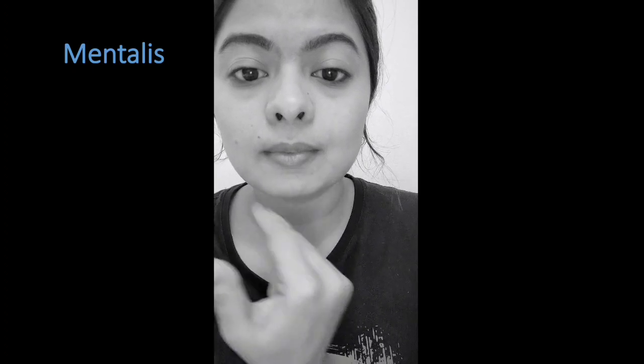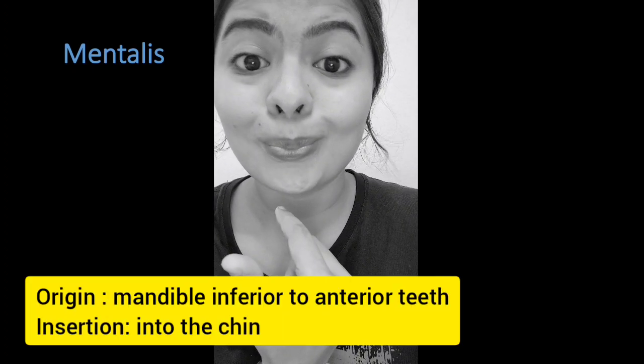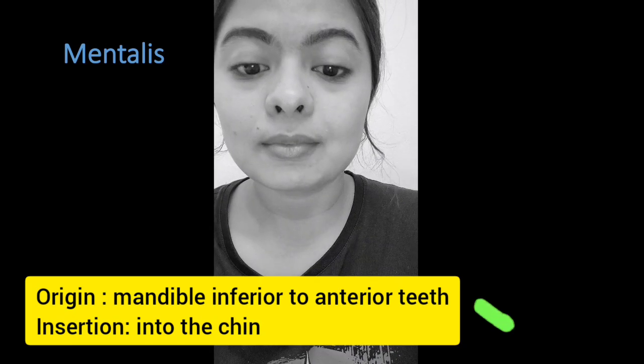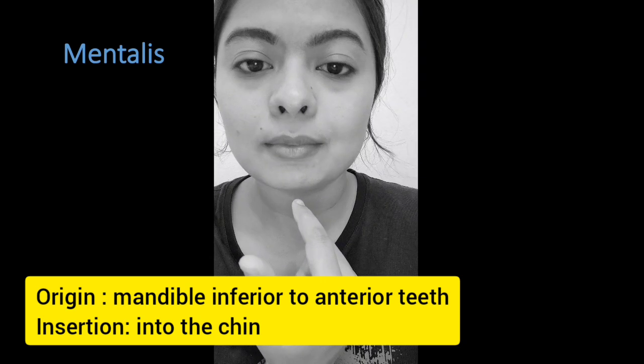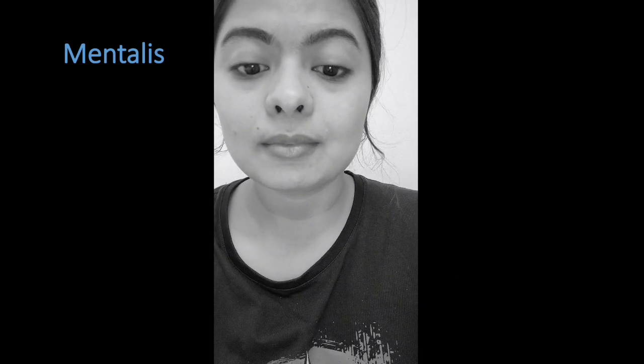It originates from the mandible inferior to the incisor teeth and gets inserted into the skin. Now what is the action of the mentalis muscle? It elevates and protrudes the lower lip, as in wrinkling the skin on the chin.